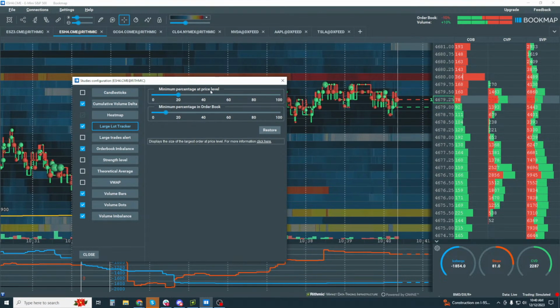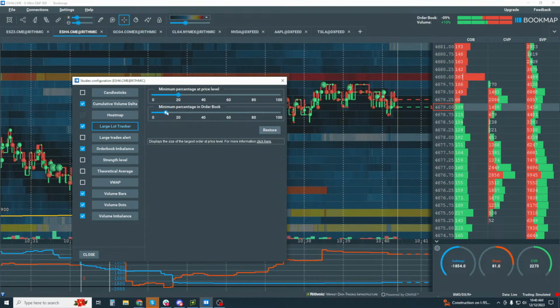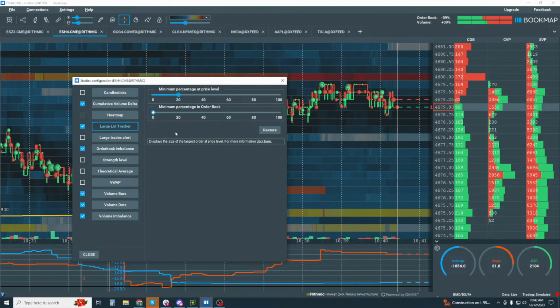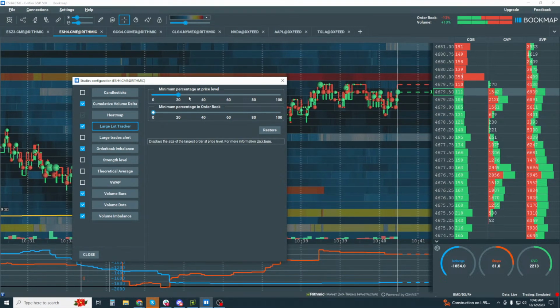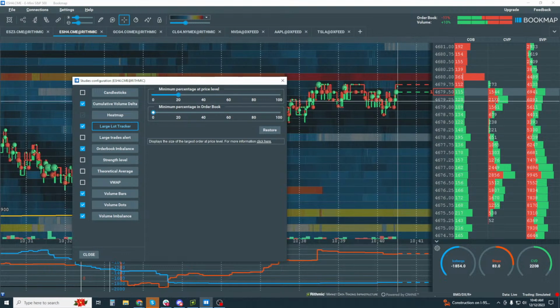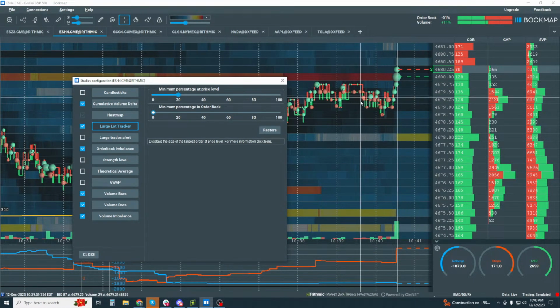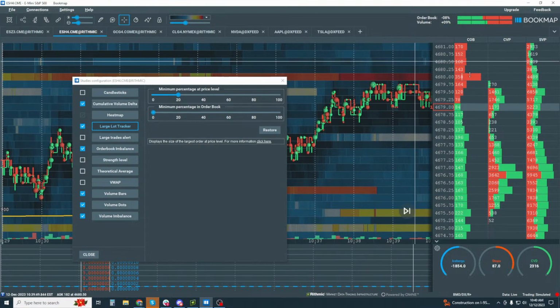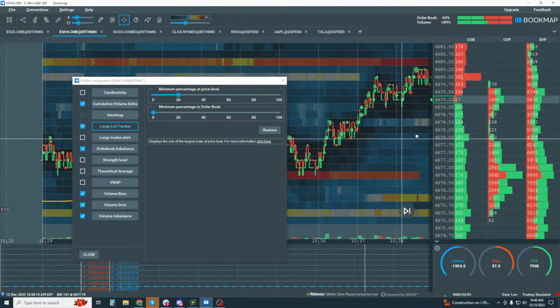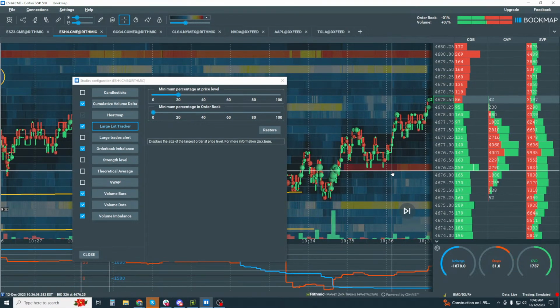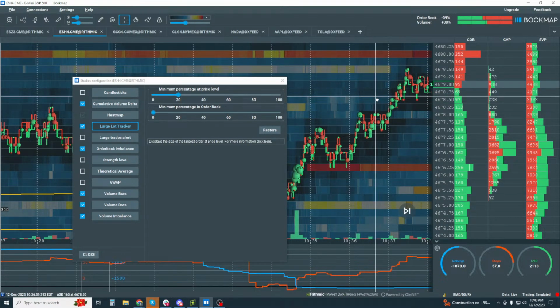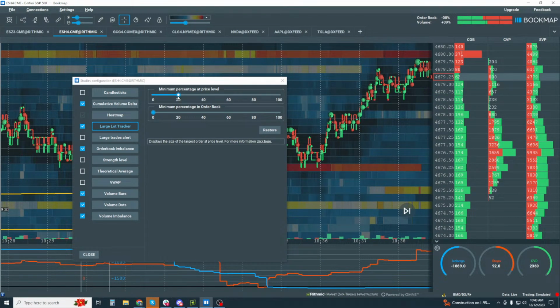The first is minimum percentage at price level. Let's bring this one down to 0, and so we'll just look at minimum percentage per price level. It has to be at least 20% of the order book. That player had at least 20% of the order book. This player over here certainly had it. So that's one of the filters. If we bump this up to 30 or 40, that player's out now. We filtered it out. Now let's bring that down to 0.